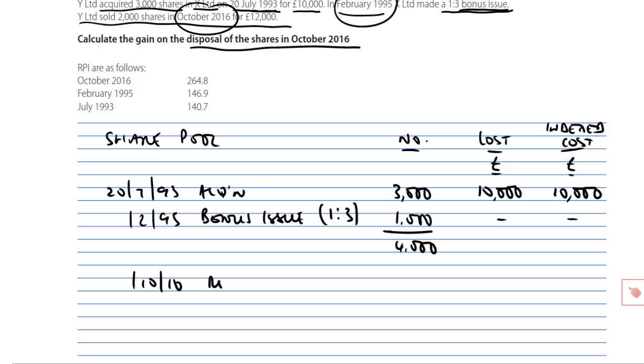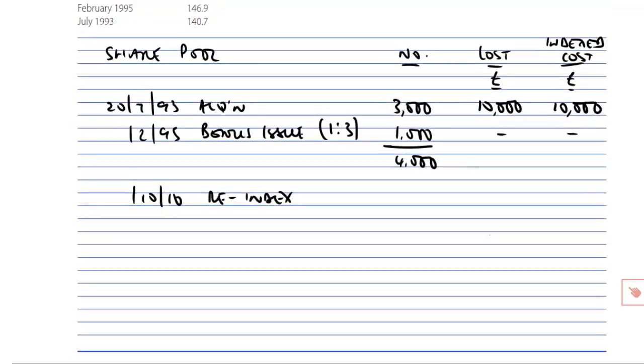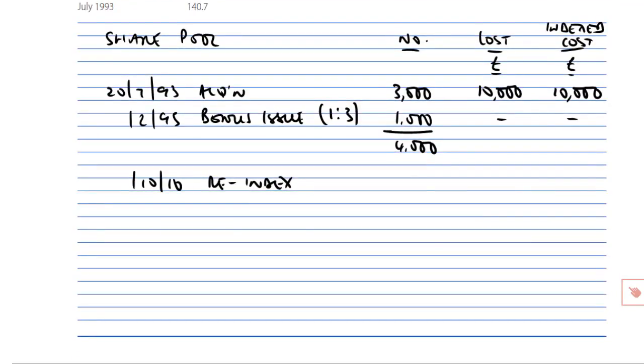This is a disposal, so the first thing that we do is to re-index. How do we re-index? What is the RPI now at the date of disposal? It is 264.8, minus what was the RPI at the date of the last re-indexation? There wasn't any, therefore at the date of the original acquisition. What was that original date? July 93. What was the RPI then? We are told 140.7. So take that all over 140.7.